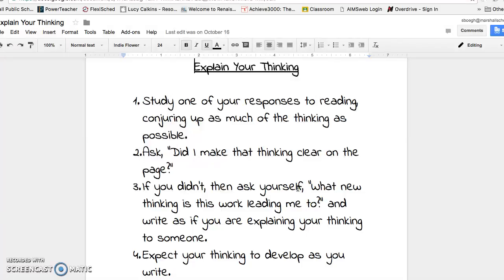Study a response and keep writing about your thinking. Ask yourself, did I make that thinking clear on the page? Okay, if I'm not reading your book, would I understand that? If you didn't make it clear, then ask yourself, what new thinking is this work leading me to? Do I have new ideas? Think of it as explaining it to me, and expect your thinking to develop as you write. As your pencil keeps moving on the page, you will be surprised at how many new ideas just seem to appear. Okay? So reading day 4, response for day 4.